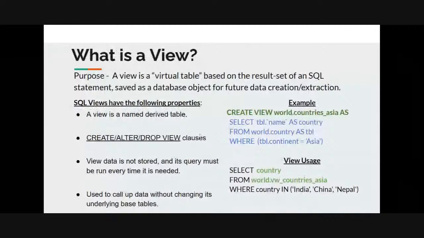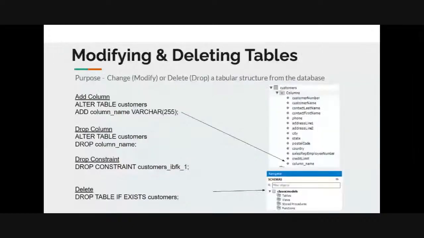Right. So not only do you have the ability to create a table, you can modify it once it already exists, or you can delete it or drop the table. So the keywords there are modify and drop a tabular structure from the database. You can do this with database objects. You can modify or alter views. You can modify and alter stored procedures or functions. We're just going to do this on tables so you get the basic idea.